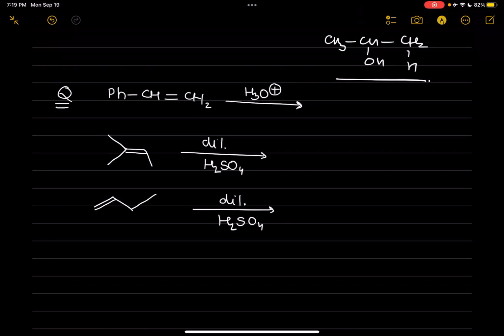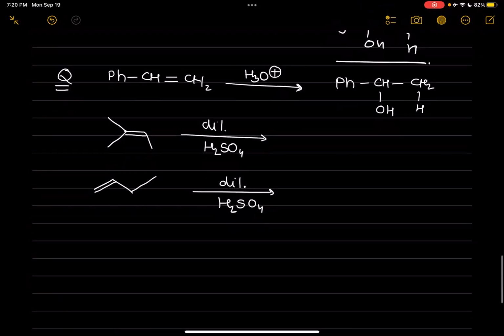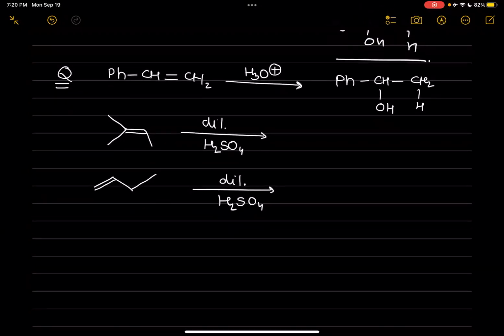This one, first one, where the H is going to come and join? Sir, on CH2. And OH in the middle, right? Yes, sir. And Karthik, what's going to be the IUPAC name of this alcohol? Sir, the product.